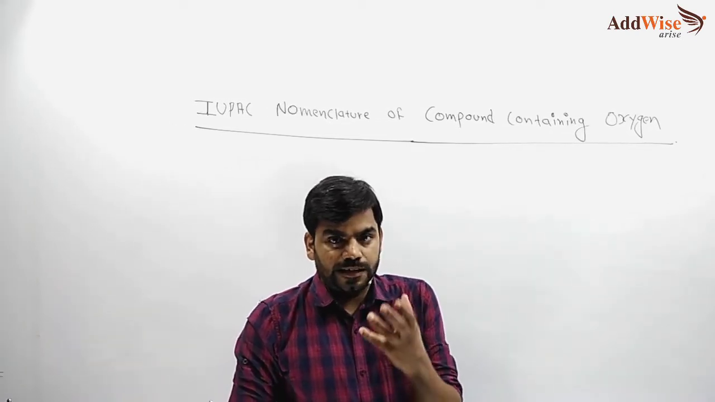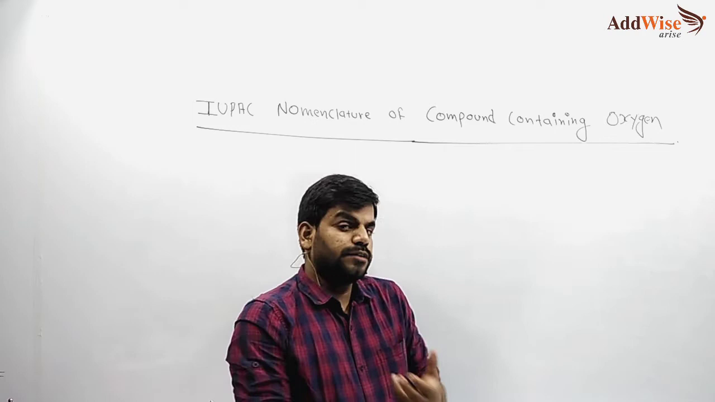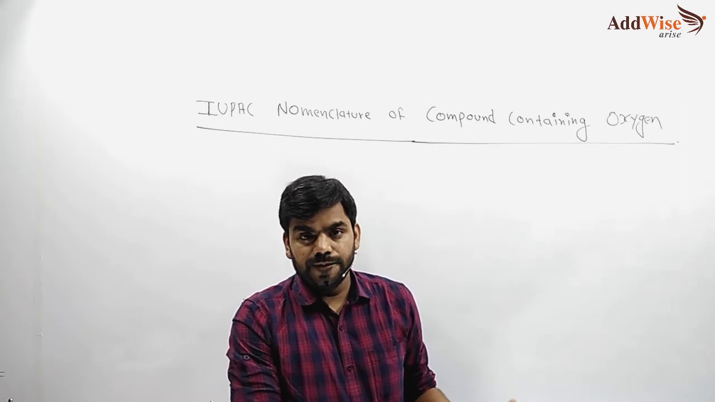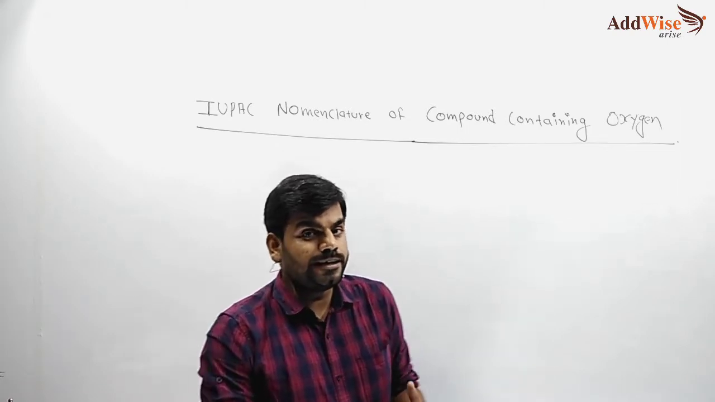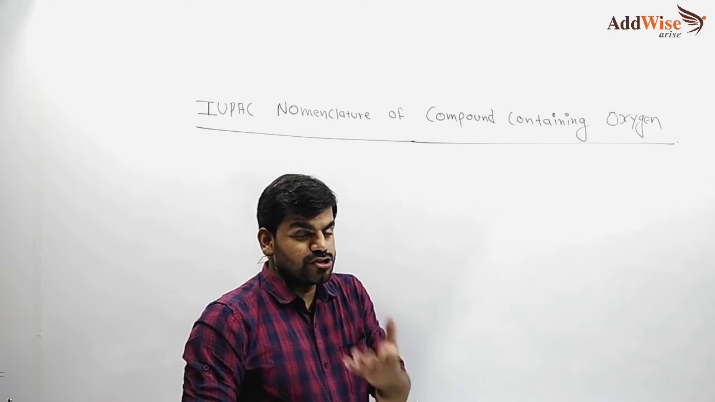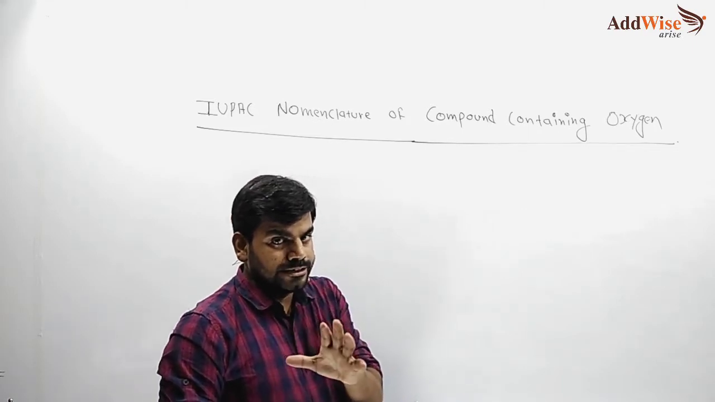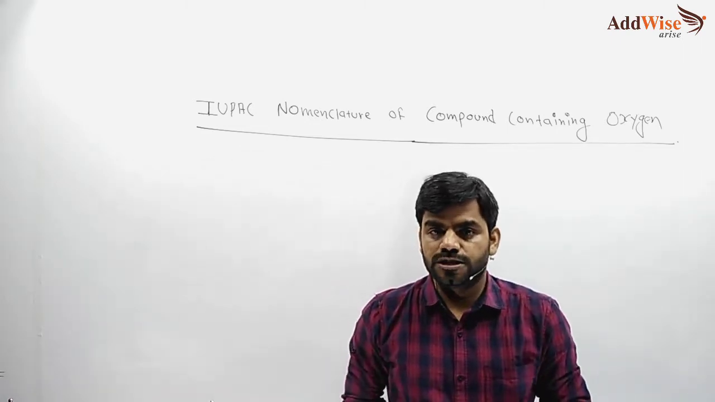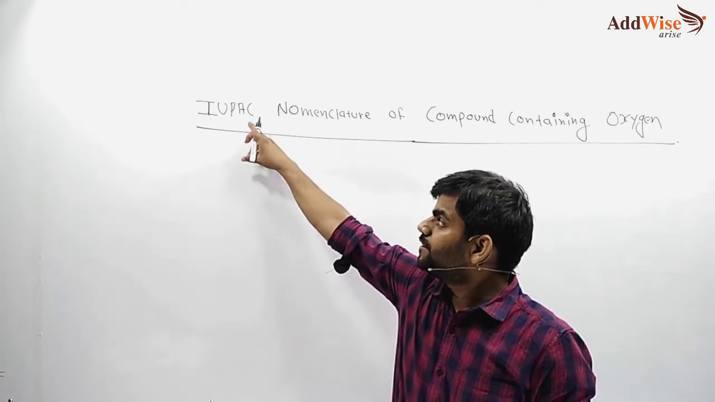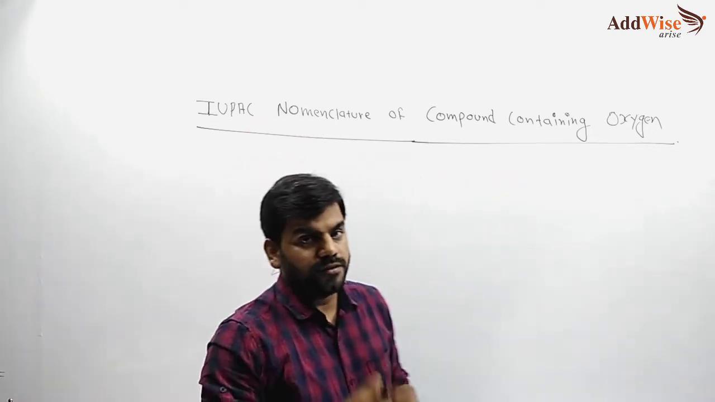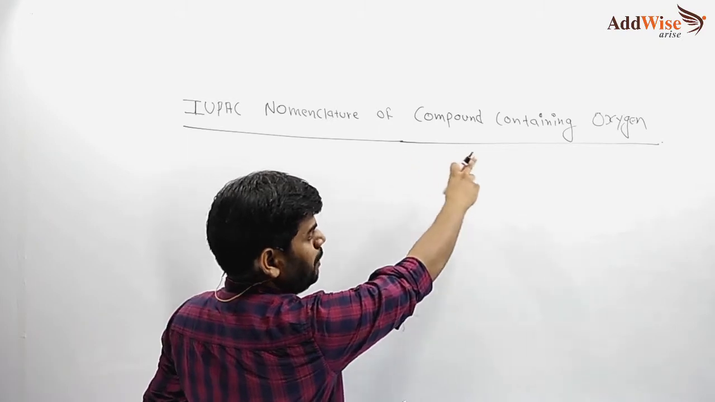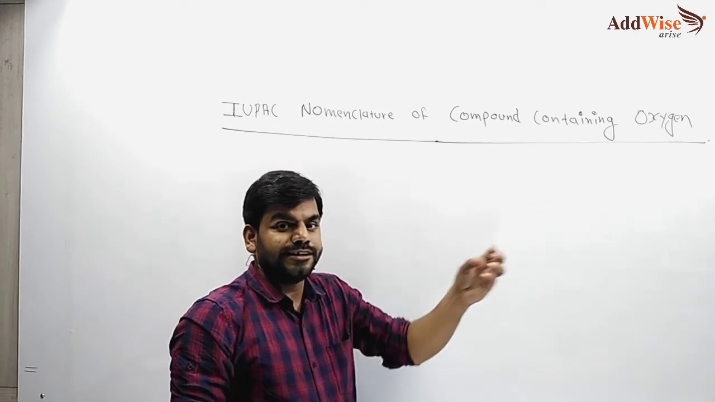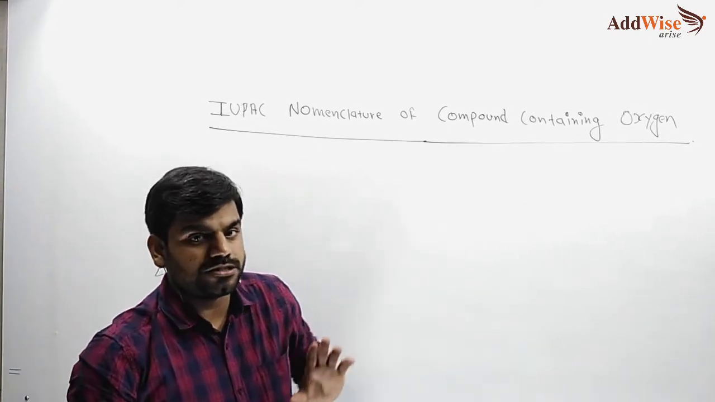Students, how to identify that a particular compound is alcohol, or aldehyde, or carboxylic acid, or ether, or ketone? So how to identify which kind of functional group that compound contains? First of all, try to identify which functional group the compound contains. After that, we will start with their IUPAC nomenclature. So before starting with IUPAC nomenclature of compounds containing oxygen, let us identify whether a compound is alcohol, aldehyde, ketone, or carboxylic acid.